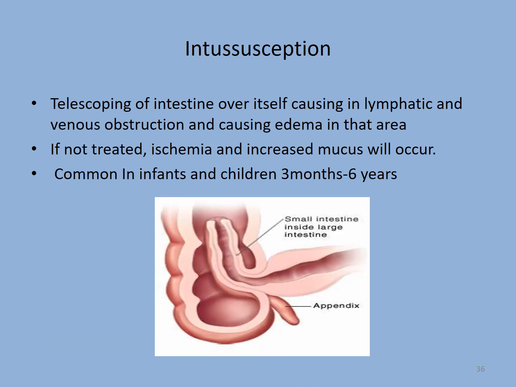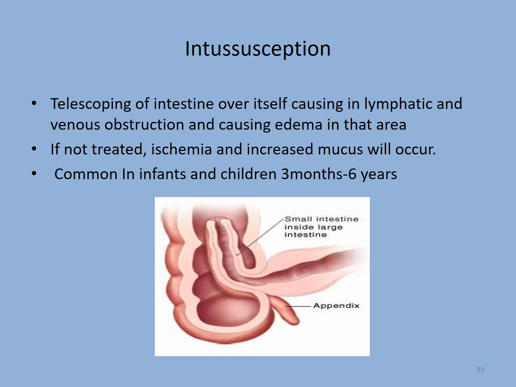The next anomaly is intussusception. And intussusception is interesting. I wrote it, the definition is telescoping of intestines over itself, causing lymphatic and venous obstruction and causing edema in that area. If the baby's not treated, ischemia and increased mucus will occur, and actually they'll have to have their bowel resected. So we want to catch it right away.